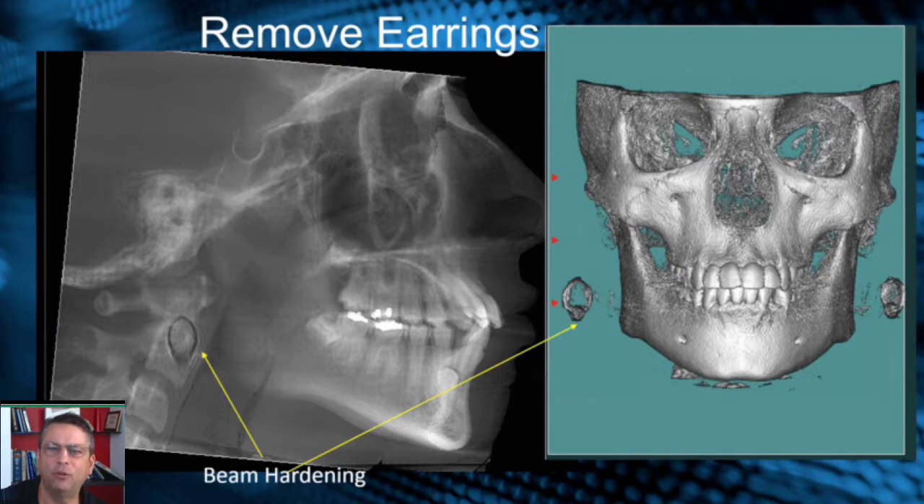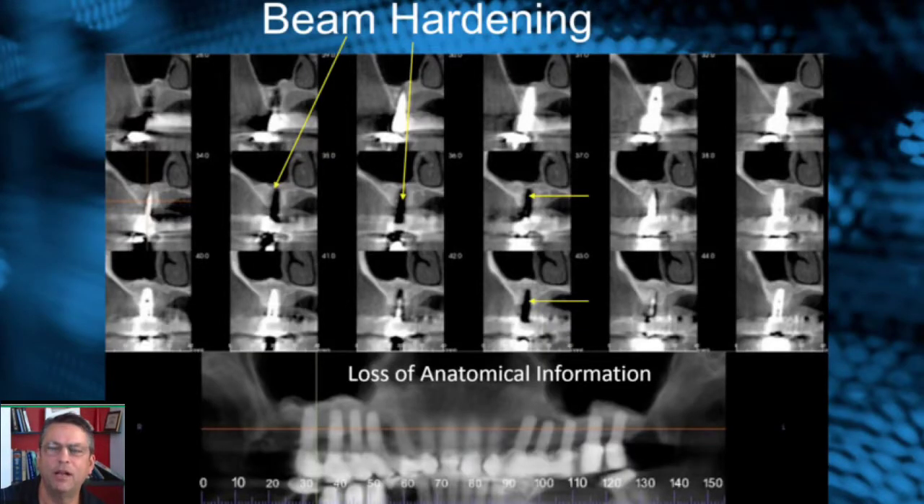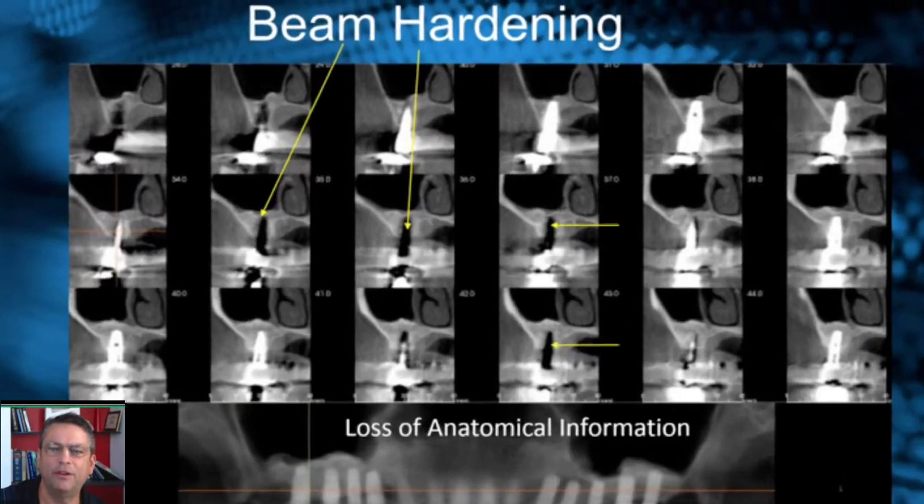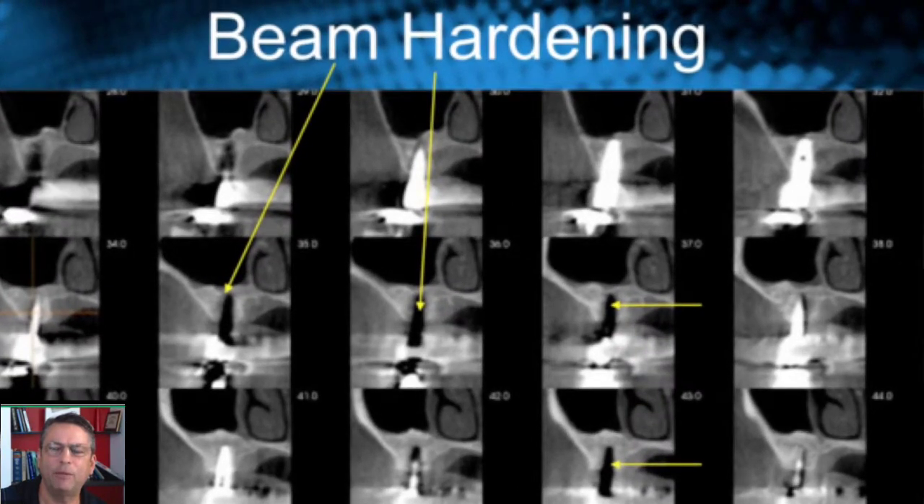Noise can be introduced with beam hardening through implants. And sometimes you want to see between the implants how much bone the patient has, and it's very difficult to see due to this beam hardening artifact of the noise that's introduced into our scanner. So it's the limitation as of now for cone beam CT.